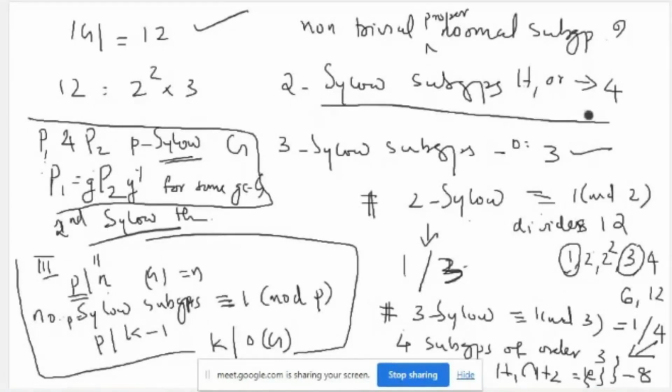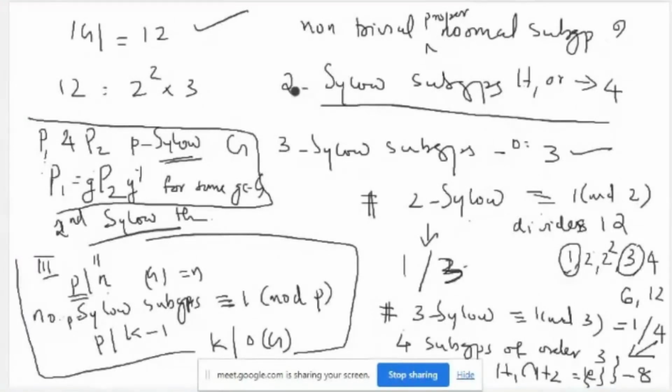If there are 4 Sylow 3-subgroups, there are 8 elements of order 3 already listed along with the identity. And now if there is a subgroup of order 4, we get 3 more additional elements.